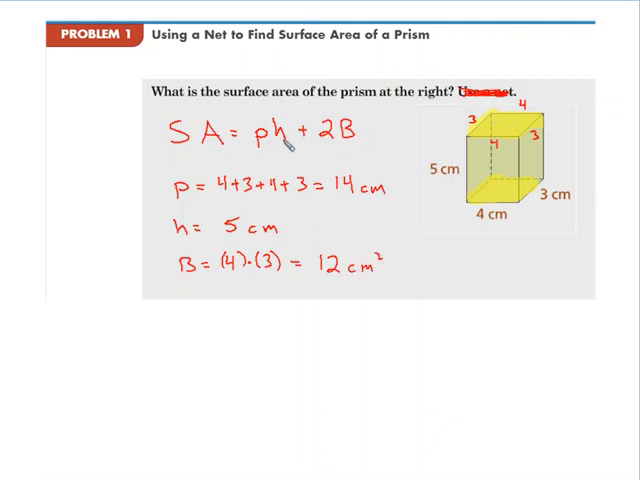And now I can just go fill in my formula, right? So I'm going to fill it in. Surface area equals P times H, which is now going to be 14 times 5.